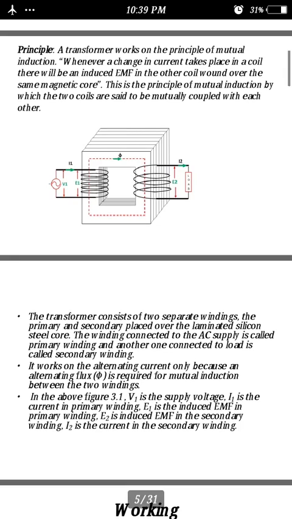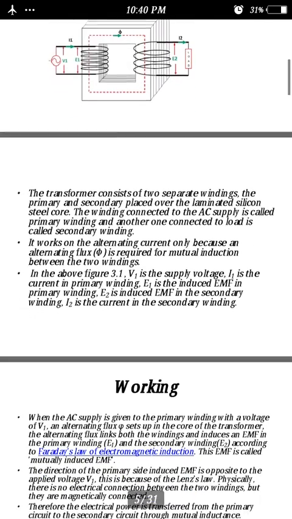So this is the diagram for a transformer which explains the primary coil and the secondary coil. The primary coil is given with voltage V1 and the EMF generated E1. The current through the primary coil is I1. So AC supply we are giving to the transformer, and the secondary winding is provided with the load. The EMF generated in the secondary winding is E2 and the current through the secondary winding is I2.